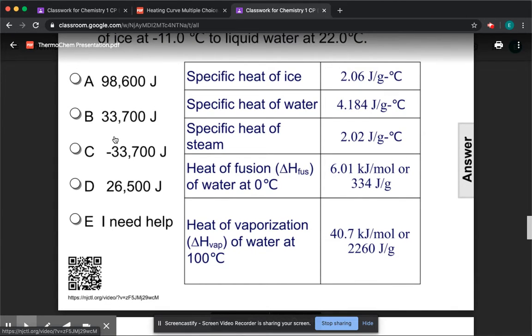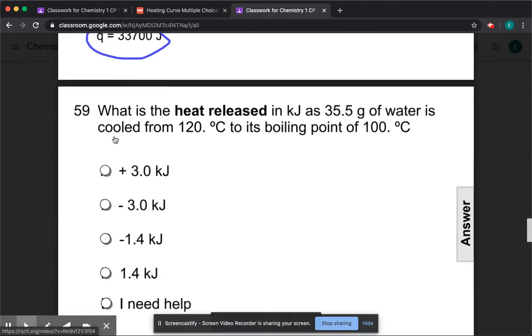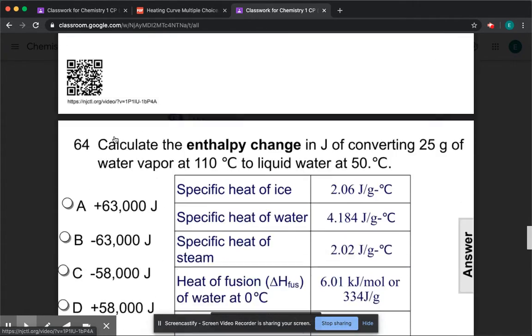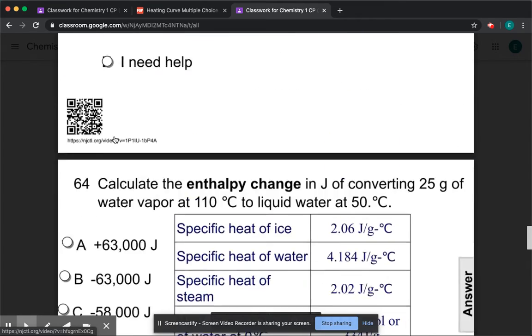Okay, so that's how you do these problems. And it's the same thing over and over. It's just those calculations. So that's what we're going to be doing for today.